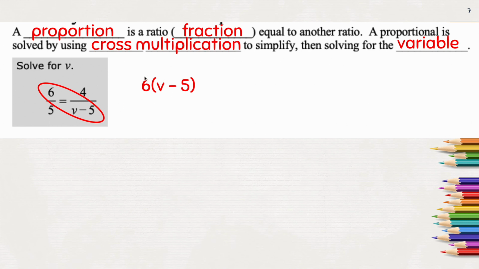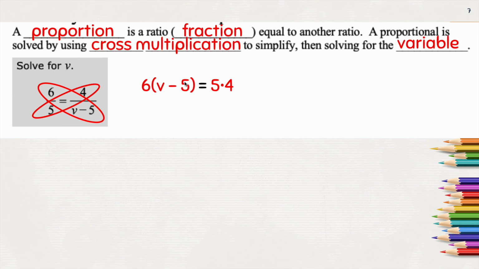So I have 6 times v minus 5, and you can see I've put it over here. I'm using parentheses to show that I'm multiplying 6 by the entire binomial. I'm not just multiplying it by v or by 5, it's by both. Then I cross the other direction, so I have 5 times 4, and these two equal each other. Cross multiplication is a very fast way to get rid of the fractions. We move from division to multiplication. Nothing has really changed. All the numbers are still here, but we can multiply instead of divide, so we don't have fractions anymore.